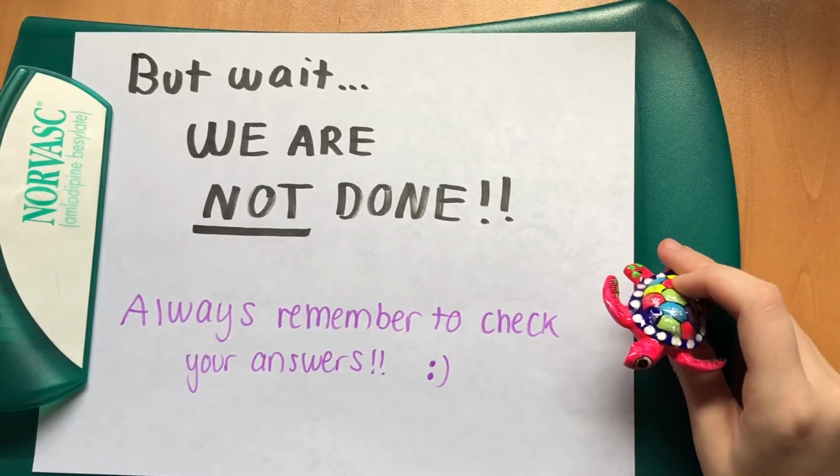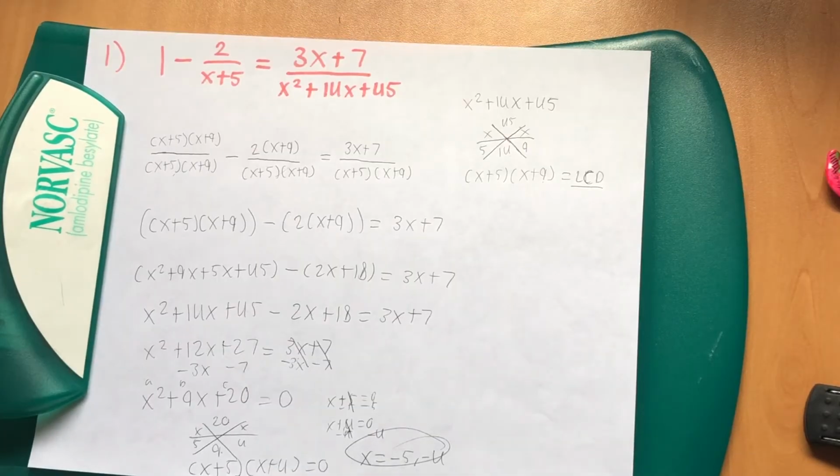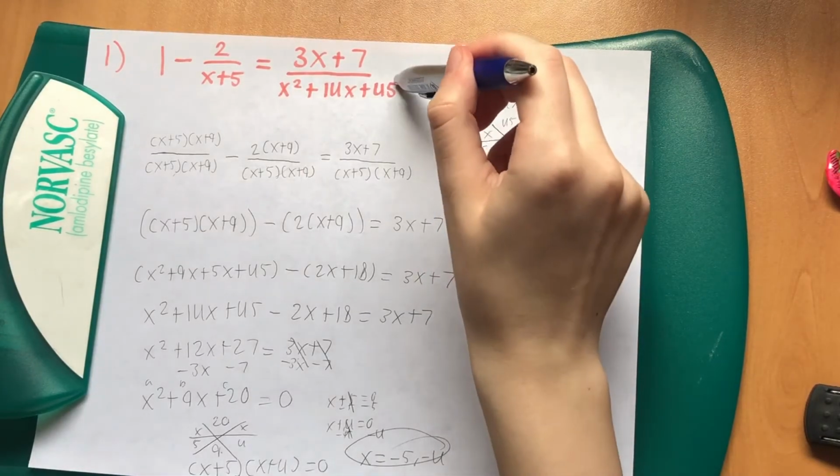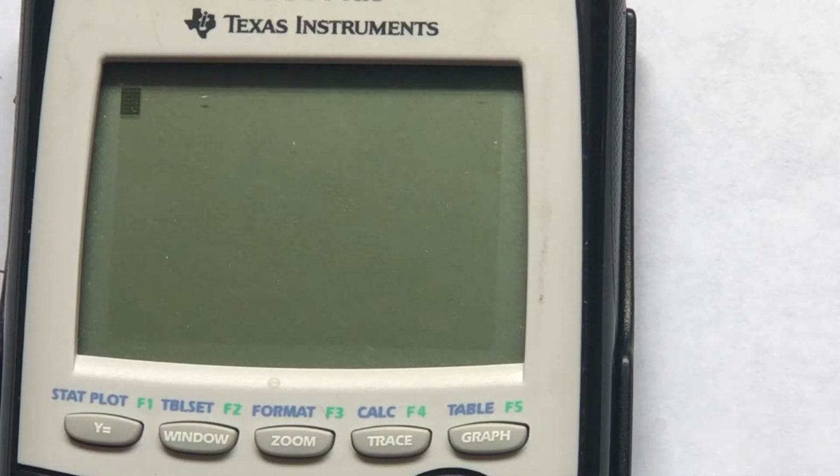Now I'm confused. Well, let's go back to the question, shall we? With rational equations, it sometimes gets tricky because sometimes what you get as your answer won't always be your actual answer. So what you have to do to make sure that you're fully correct is plug in your x values into here. Okay, so let's plug in -5 first.